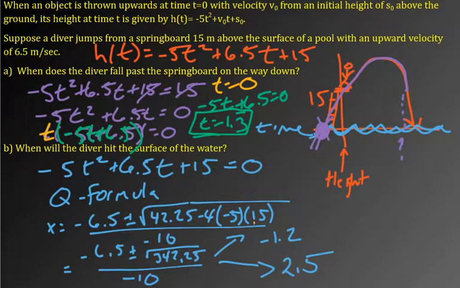All right, so that's the quadratic formula. And like I said, we don't want the negative root. It doesn't make any sense, so we would want this one. And the problem is in seconds, so this is about 2.5 seconds, the time when the diver hits the surface of the water.